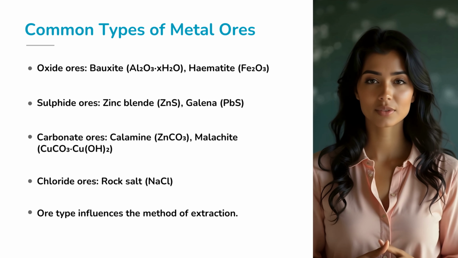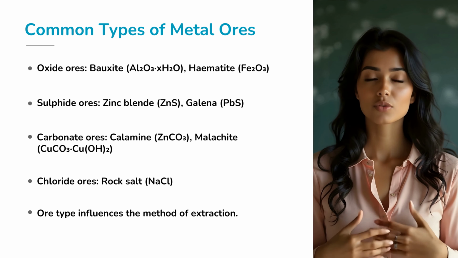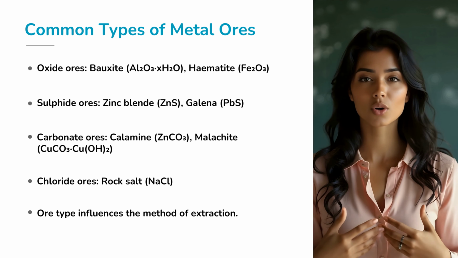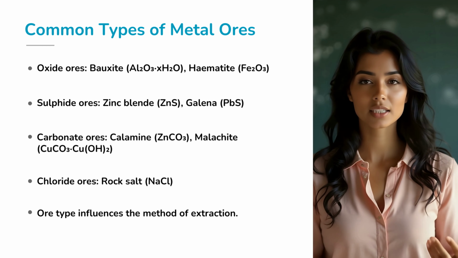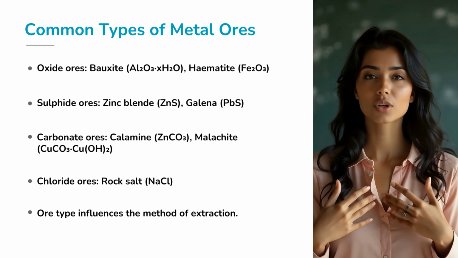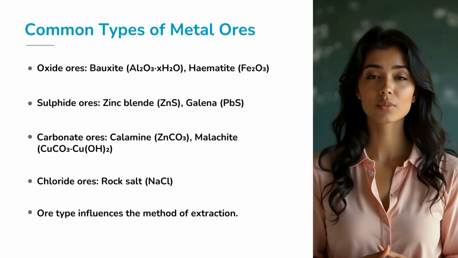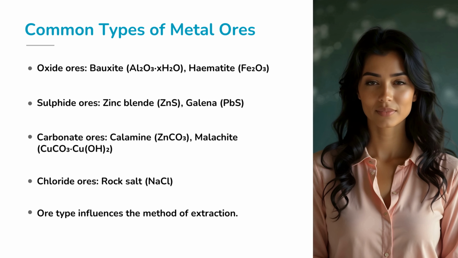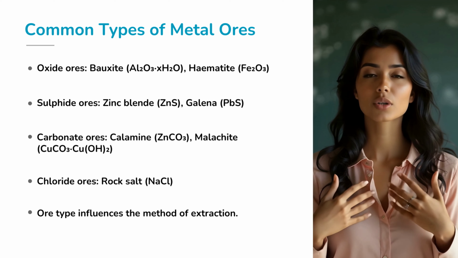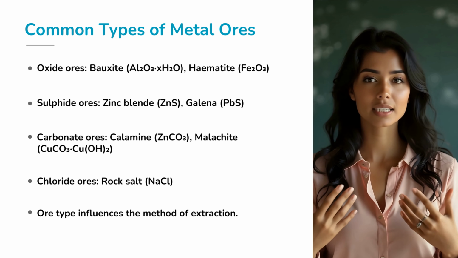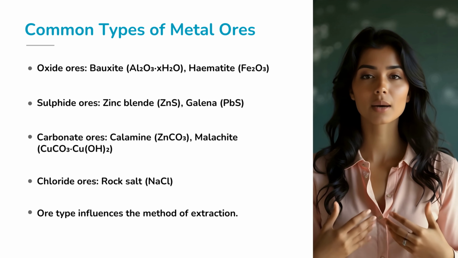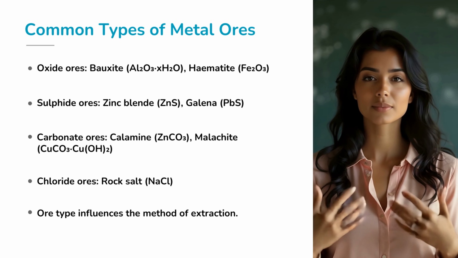Let's talk ore types. Based on the compound formed, we have oxide ores like bauxite and hematite, sulfide ores like zinc blende and galena, and carbonate ores like calamine and malachite. There are even chloride ores, for instance, sodium chloride or rock salt. The type of ore not only tells us what metal is inside, but also how we should go about extracting it. For example, sulfide ores need roasting, while carbonate ores are usually calcined.